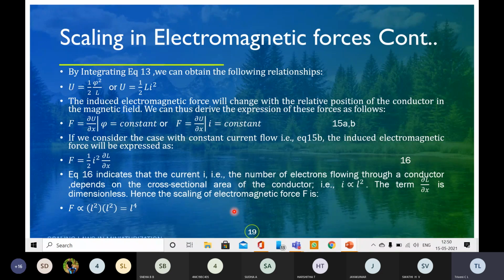So what would be our scaling down of electromagnetic force here? F is directly proportional to I, and I is taken as L square, so that is represented by L square itself. But dou L by dou x will be taken as a dimensionless value. Hence the scaling down of electromagnetic forces is given by L to the power of 4. So these parameters are being considered here: the inductance, which is in the form of L square, into L square, which will be equal to L to the power of 4. So this will be the value for the electromagnetic force here.